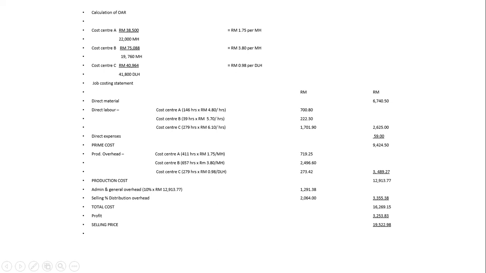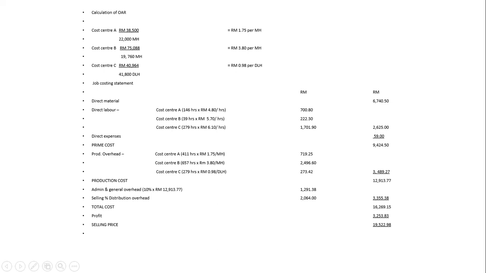Okay. Then, to calculate production overhead, just now you have the OAR. So, remember the formula to get production overhead is OAR times the actual basis. Alright. So, for cost center A, the OAR is 1.75 per machine hour, and we take the actual machine hours, 411 hours. So then we get production overhead for cost center A is 719.25. Same goes with cost center B. They have the basis of machine hours times 657 machine hours.